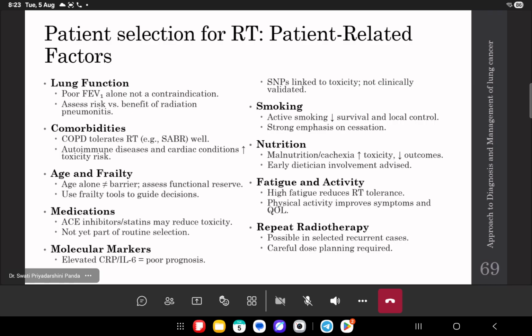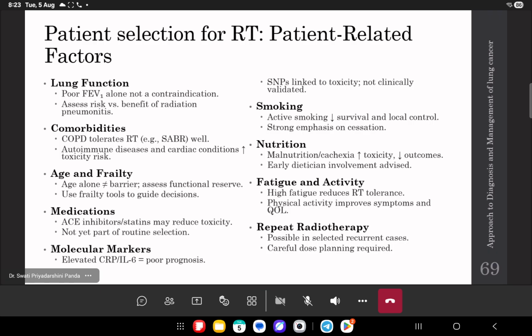Assess functional reserve. Use frailty tools to guide decisions. Medication: ACE inhibitors or statins may reduce toxicity, not yet part of routine selection. Molecular markers like elevated CRP and interleukin 6 indicate poor prognosis. SNPs are linked to toxicity, not clinically validated. Smoking: active smoking decreases survival and local control. Strong emphasis on cessation. Nutrition: malnutrition and cachexia increase toxicity and decrease outcomes.